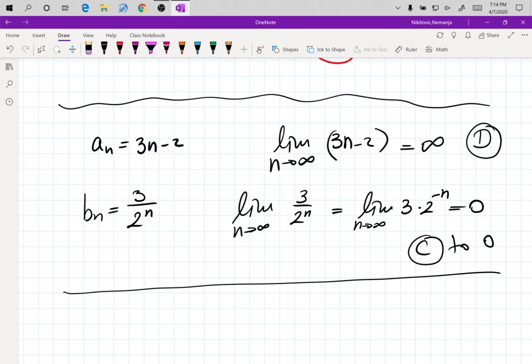If you are not familiar with negative exponential functions, you should be relearning those concepts, because we're going to have a lot of that stuff now.